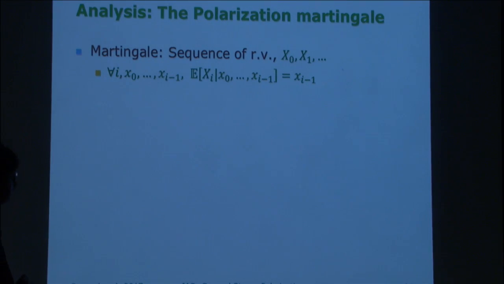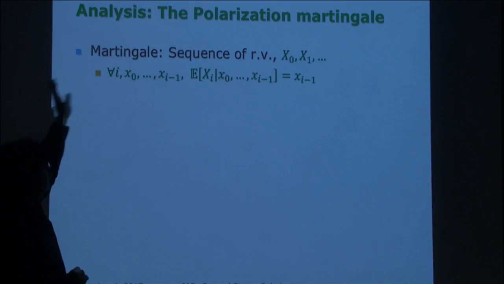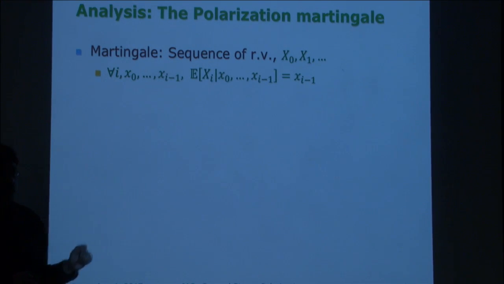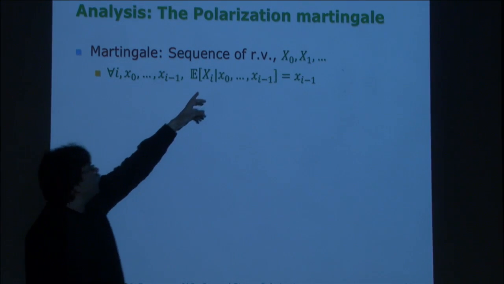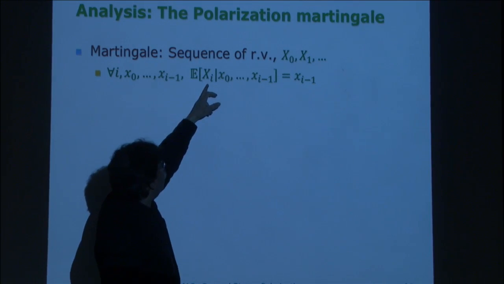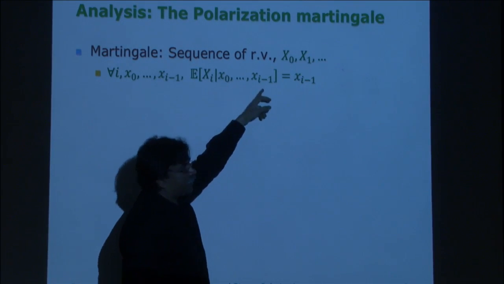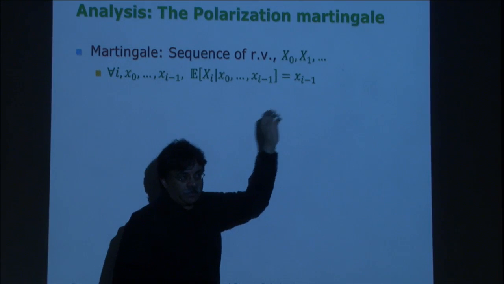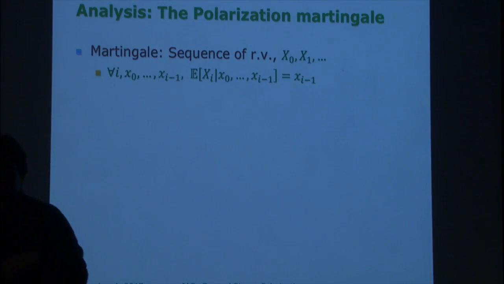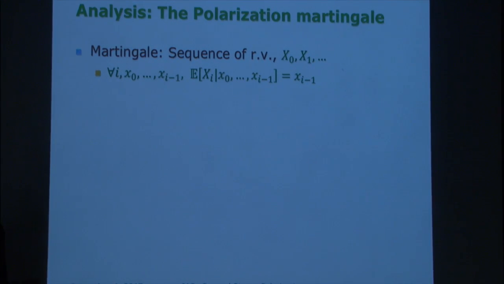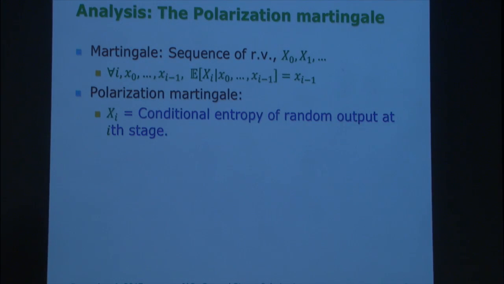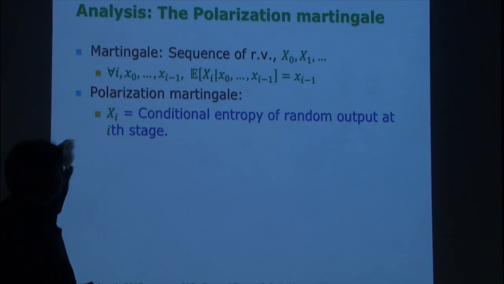A quick reminder: a martingale is a sequence of random variables which have the feature that if I look at the expectation of the ith variable conditioned on the first i minus 1, it equals the realization of the i minus 1th variable. Standard familiar stuff, hopefully.